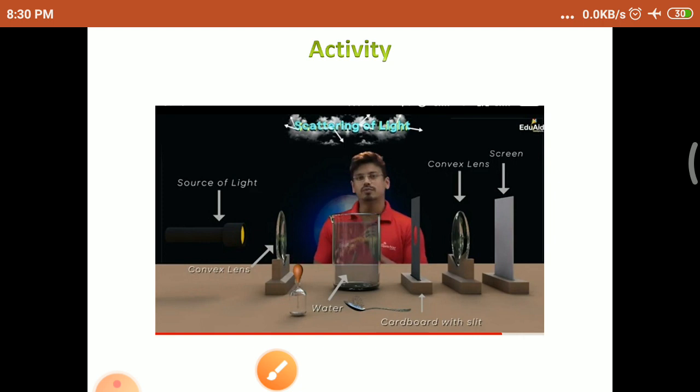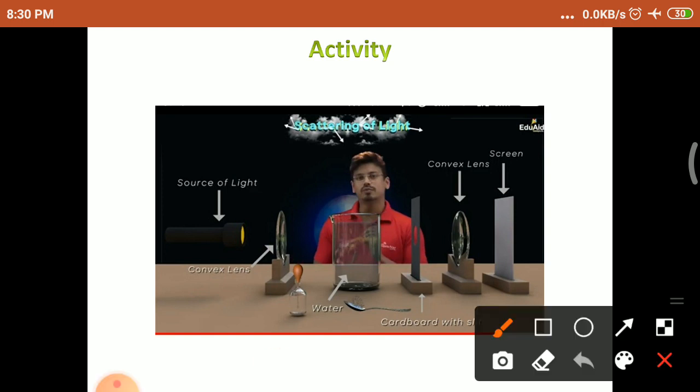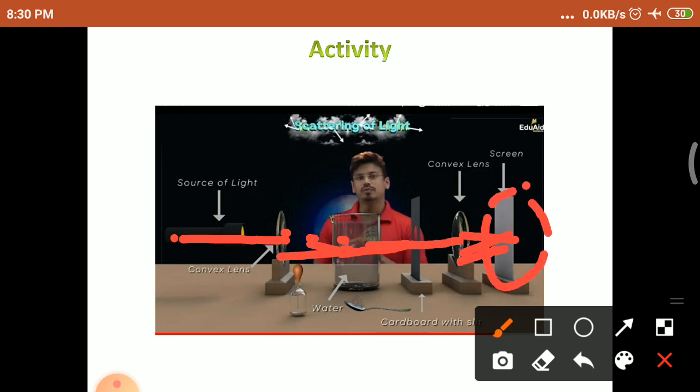For doing this activity, I took water in the tank, and this is a light source. When the light from the source enters the convex lens, it converges the light rays, and the rays pass through this water tank, come out from it, and enter the cardboard slit. Again it goes into a convex lens. This lens converges all the light rays and forms a color on the screen. So which color is formed on the screen? We will see that.